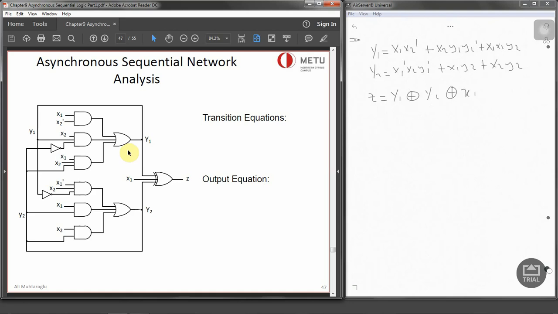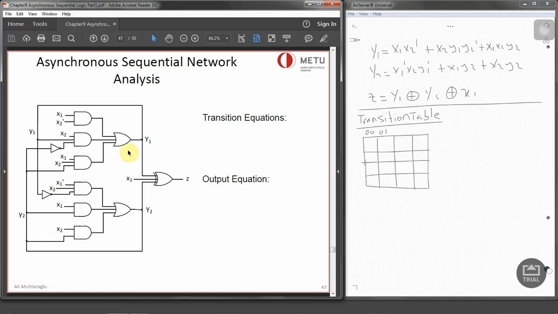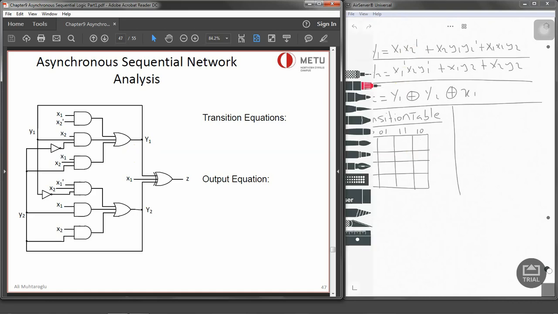For the analysis, we'll start with the transition table. And as we have 2 feedback paths and 2 inputs, we need to have 16 squares. So 0 0, 0 1, 1 1, 1 0, and 0 0, 0 1, 1 1, 1 0. Then we have Y1, Y2, X1, X2. Based on these next state equations, we have to plot the transition table. So let's start with the first one, X1 X2 prime. We have to write this for Y1 and Y2, so both of them are on the same table.